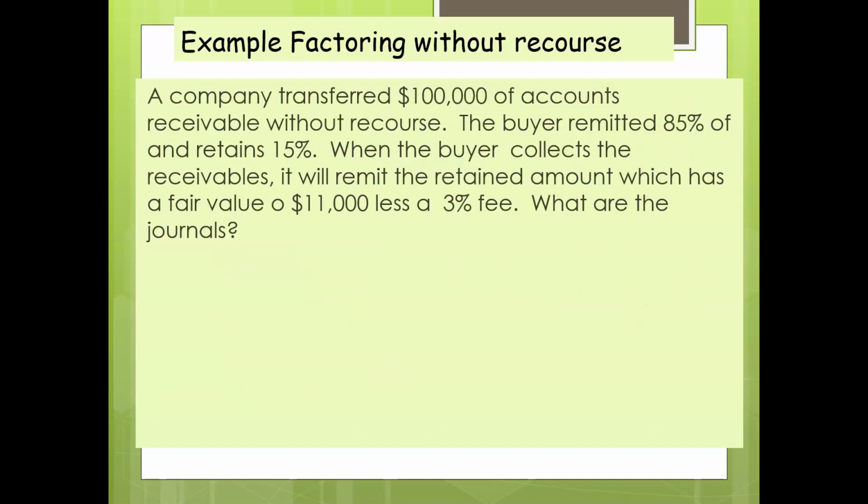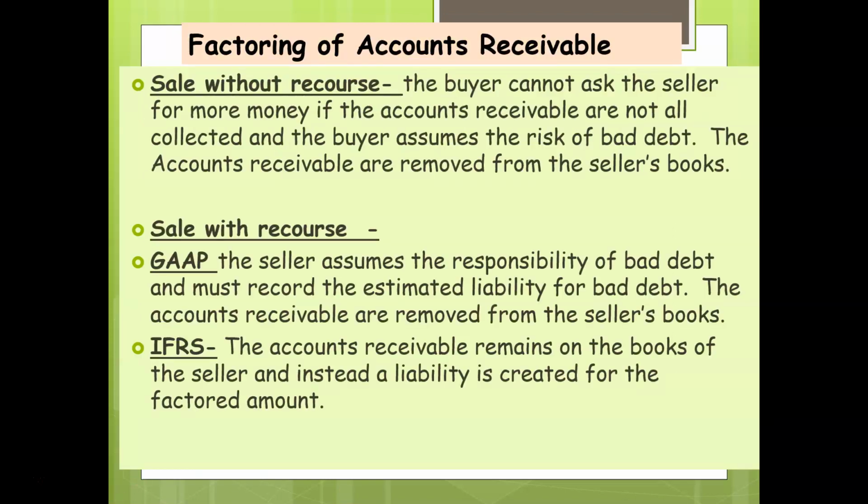In this example, a company transferred $100,000 of accounts receivable without recourse. The buyer remitted 85%. When the buyer collects the receivable and retains 15%, it will remit the retained amount, which has a fair value of $11,000 less a 3% fee. So what are our journal entries? Well, first of all, how much did they get?